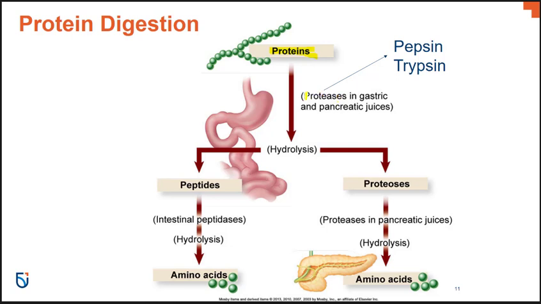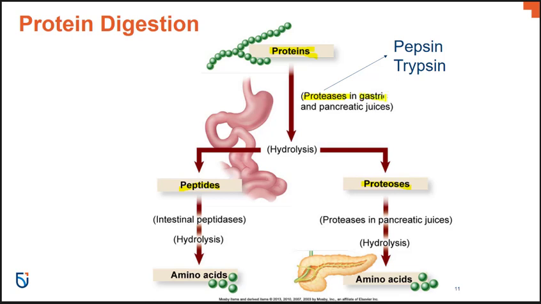Enzymes called proteases will catalyze the hydrolysis of protein first into a variety of intermediate compounds called proteoses and peptides, which are really just shorter chains of amino acids. But this starts the breakdown process. These proteases exist in both gastric and pancreatic juice.